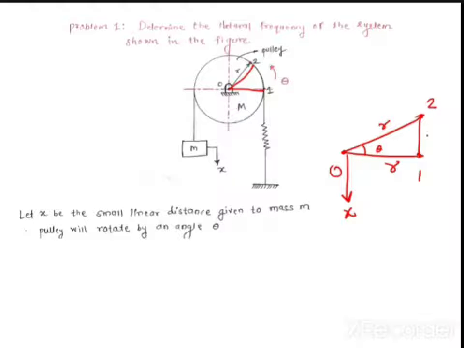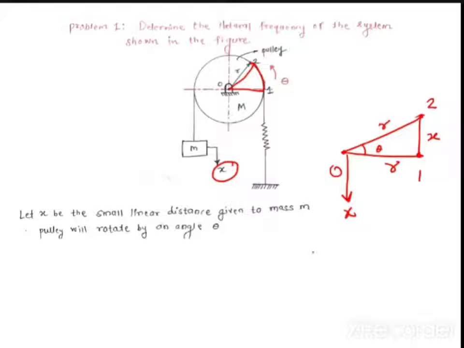Then what is the distance 1 to 2? This distance will obviously be equal to x, because whenever you give a small displacement x to the pulley, the distance traveled by the point from 1 to 2 will be equal to x only, right? So this distance is x.